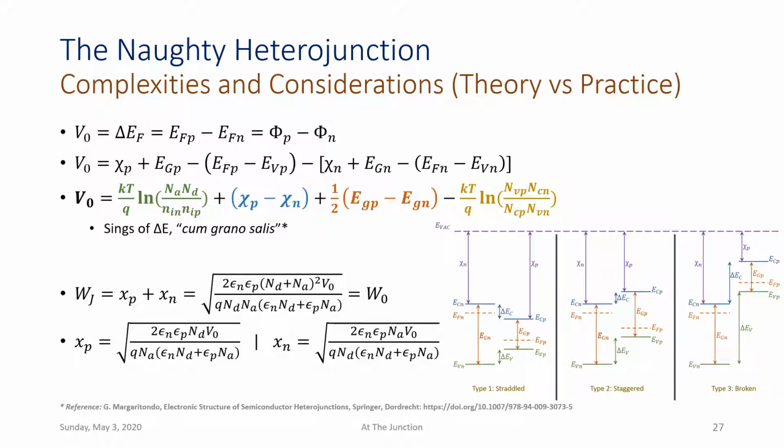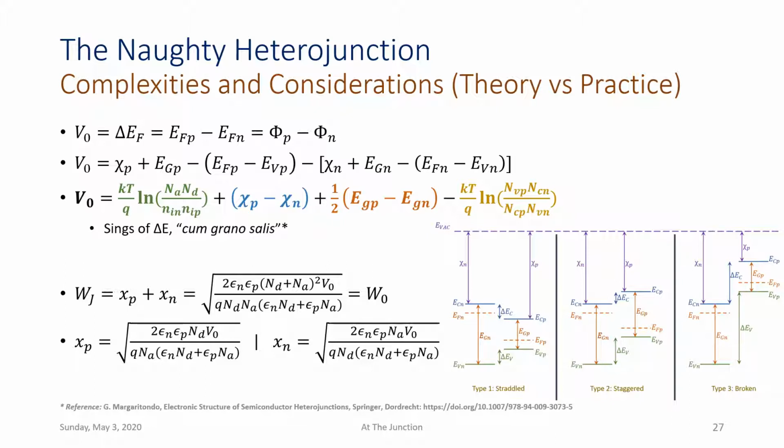Now, note that one could argue that V naught is the work function on the N side minus the work function on the P side. And that's a valid argument. Now, if you try to do that, then the signs of delta E are going to change. And so based on the reference given on the slide, we have concluded that the signs of delta E should be taken with a grain of salt. So, cum grano salis.